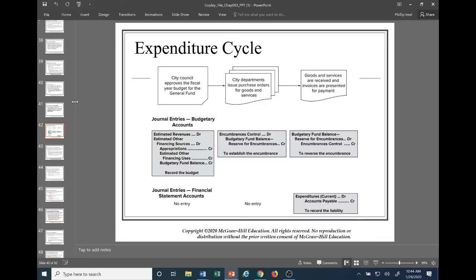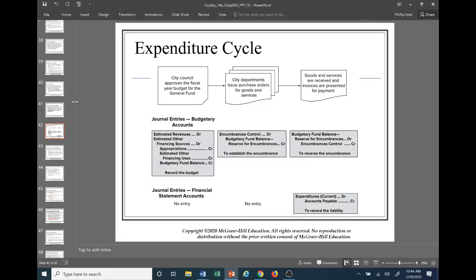So that's when we ordered it, right? Now the goods and services are received and invoices are presented for payment. But notice here, let me backtrack. Notice there's no entry when we encumbered the funds in the financial statement ledger, right? Only budgetary, because we're keeping up with the budget. This is internal.